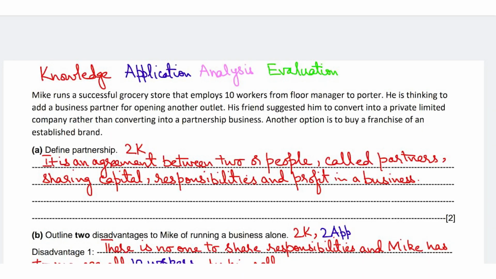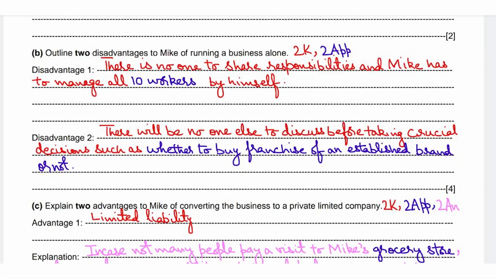Now, see the B part. Outline 2 disadvantages to Mike of running a business alone. So again, outline is there, the command word, 2 marks for knowledge, 2 for application. Similar to the other question we discussed earlier. Now, disadvantage 1, I would first mention the knowledge part.